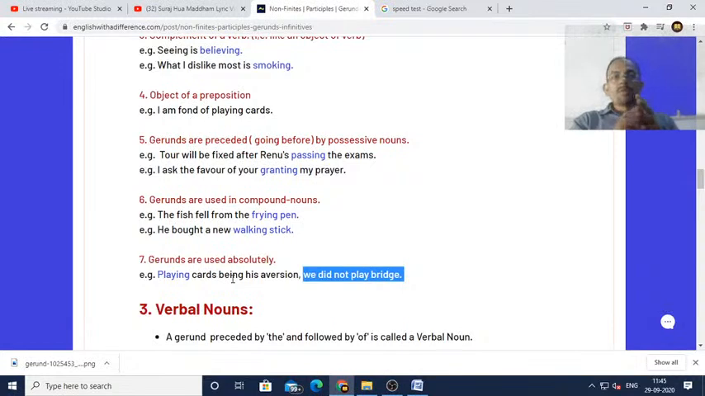Whenever a gerund is used absolutely, it will be a two-part sentence, like "Playing cards being his aversion." But whenever we use the participle attributively, it is normally a single sentence.